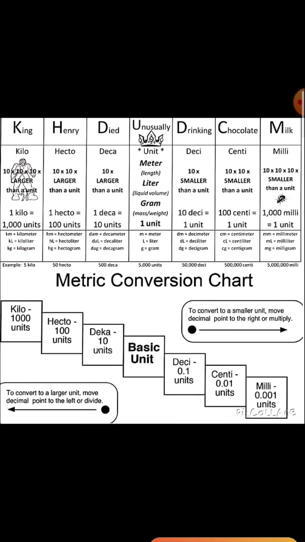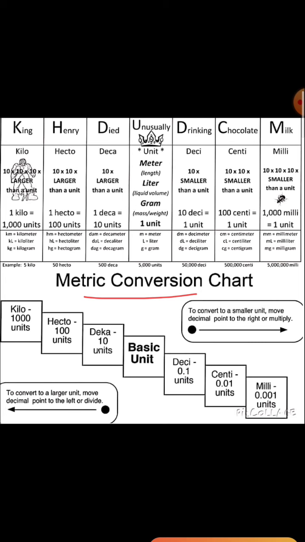The first thing, look and listen carefully, is this metric conversion chart, and it is very important for this chapter and this exercise. If you remember it, you can easily solve each and every question of this exercise. Here is a special word for each different unit, like a king: King Henry died unusually drinking chocolate milk. This is just a trick.